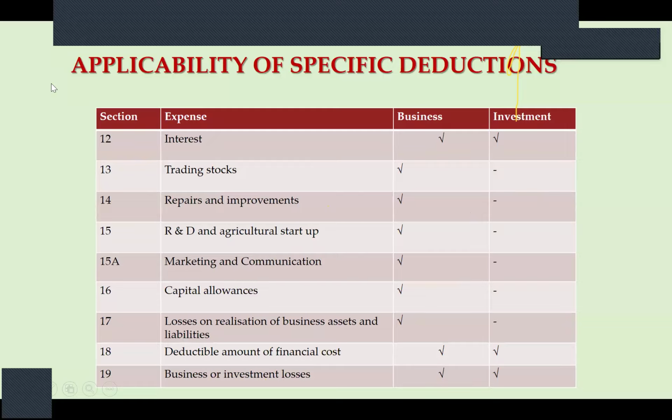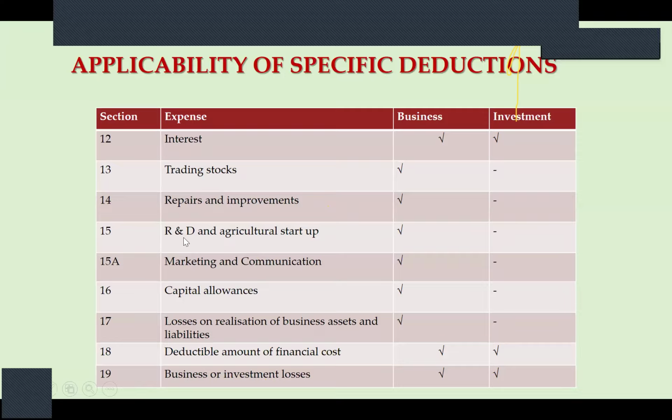So section 12 is for the interest deduction. Interest deduction is applicable both to business income and investment income. Section 13 is for the trading stock deduction. It is applicable only to business income because trading stock is available only for the business. It is not applicable for the investment. Then section 14 is for repair and improvements. It is also applicable for business income.